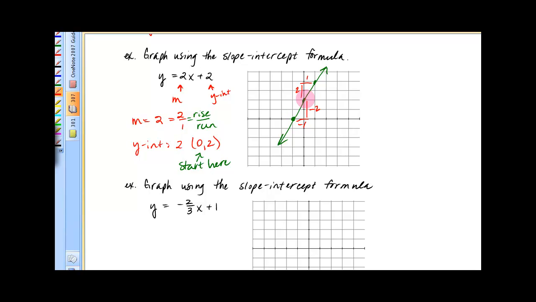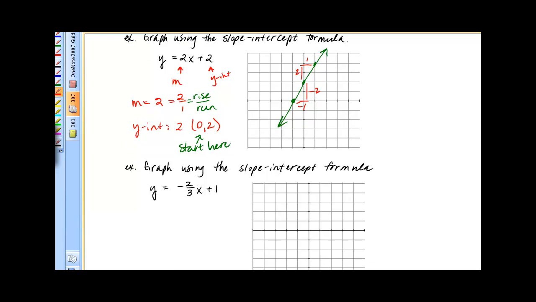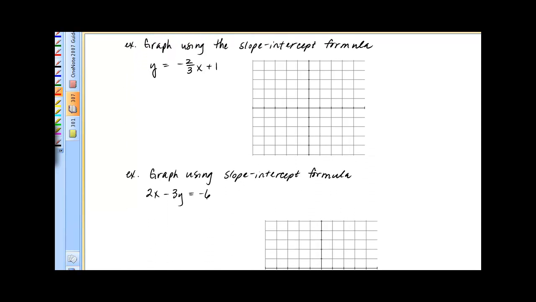So sometimes if I want to get a really straight line, I'll draw more than just 2 points. You only have to draw 2 though. Alright, that's what that looks like. Let's try this one. We're going to graph this equation using the slope-intercept formula. Let's identify the slope again. Remember that my slope is negative 2/3, because that's the coefficient in front of x.